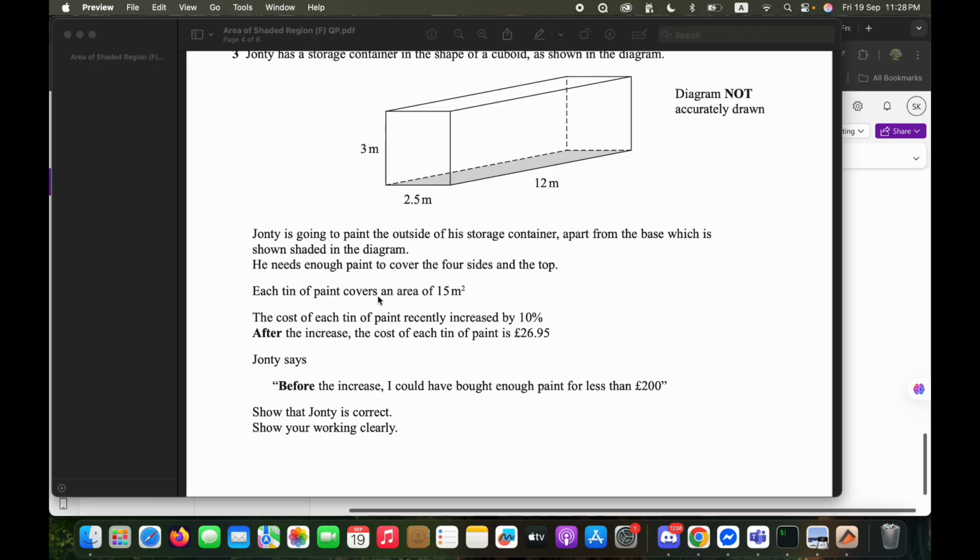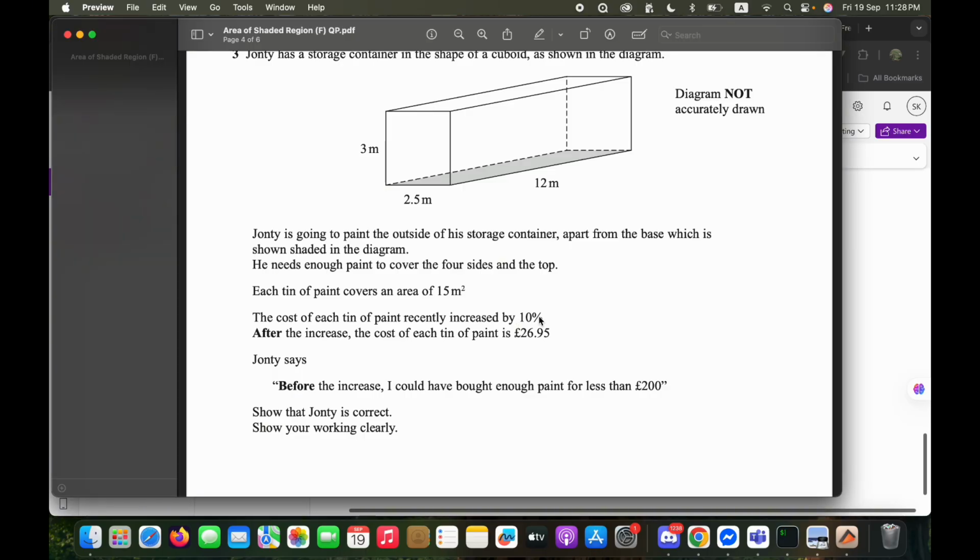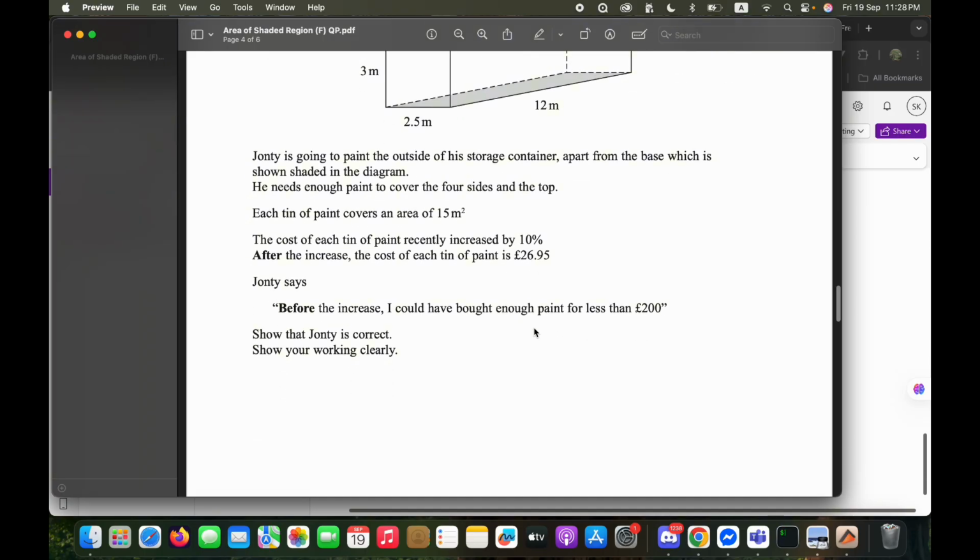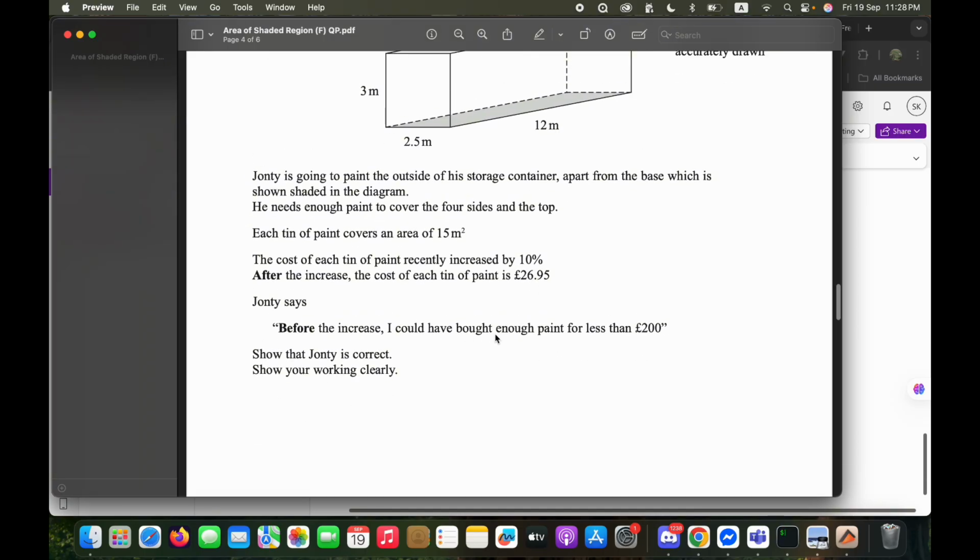Each tin of paint covers an area of 15 meters square. The cost of each tin of paint recently increased by 10%. After the increase, the cost of each tin of paint is 26.95. John T says, before the increase, I could have bought enough paint for less than 200 pounds. You have to prove that this statement of John T is correct, and show the working clearly.